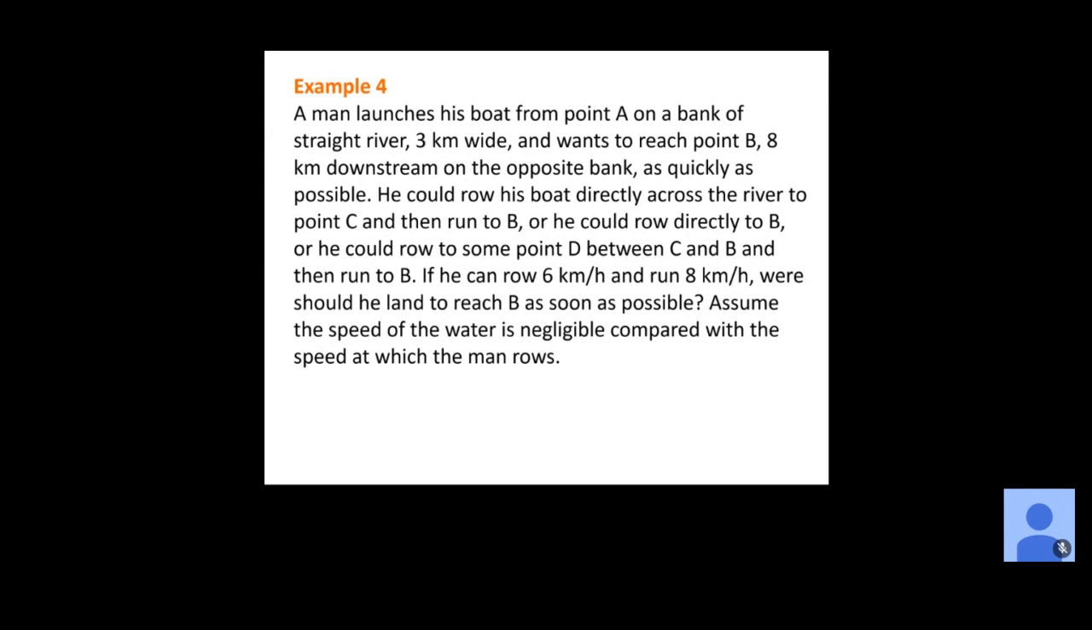He's got to get across the river and he's got to get downstream. So he could either go directly across and down, he could go to some point in between and down, or he could row directly to that point. Those are his 3 options. However, he can row at 6 kilometers per hour and he can run at 8 kilometers per hour. So we want to know, where should he land to reach B as soon as possible? And we're going to assume here that the speed of the water is negligible, so it's not like a flowing river that's going to push him downstream faster or anything like that, compared with the speed at which he rows. Okay.